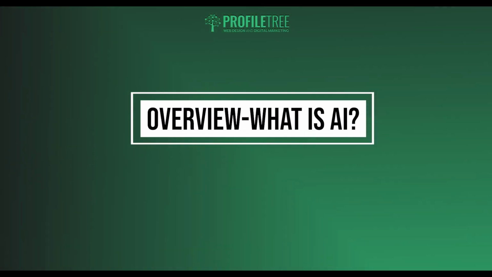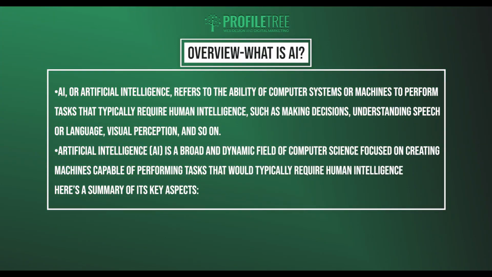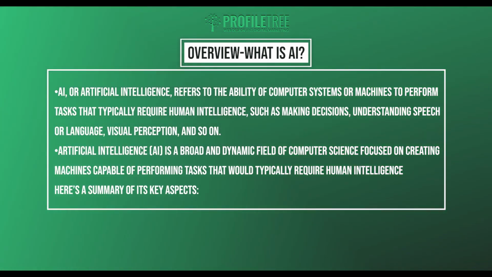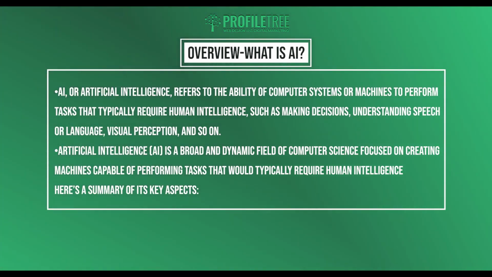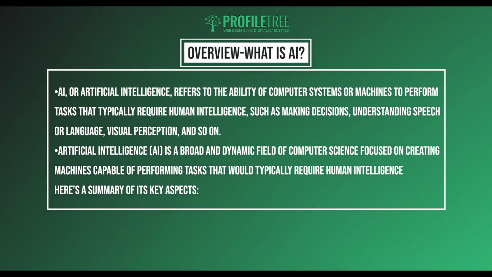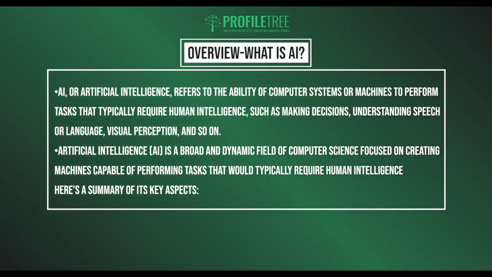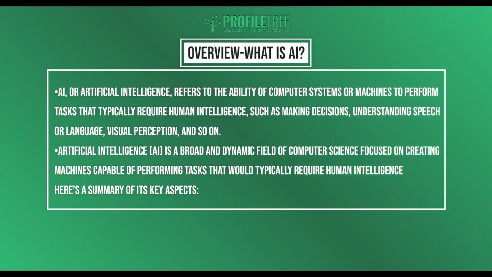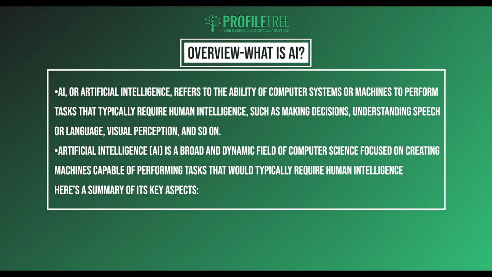So what exactly is artificial intelligence? Now artificial intelligence is also known as AI, and it refers to the ability of computer systems or machines to perform tasks that typically require human intelligence. This is like making decisions, understanding speech or language, visual perception, and so on. Now, to further explain what AI is, it's a broad and dynamic field of computer science focused on creating machines capable of performing tasks that would typically require human intelligence.